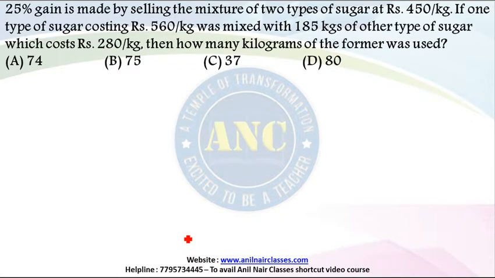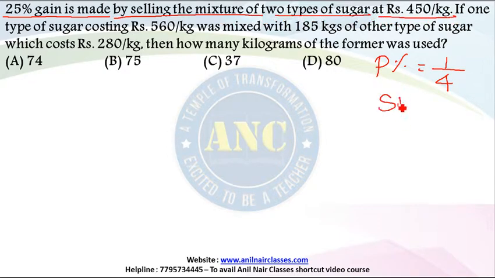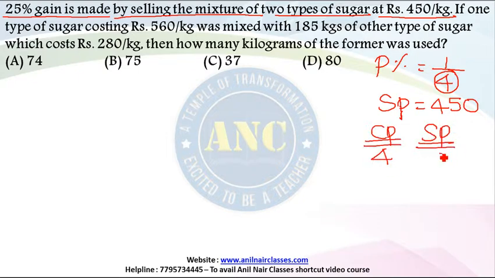Please see this question, another question for your better understanding. 25% gain is made. That means profit percentage is given as 25%, by selling the mixture of two types of sugar at 450 rupees per kg. Selling price is given as 450. Let us do statement by statement. 1 by 4 is cost price is 4. Profit is 1. Selling price should be 5, but selling price should be 450.